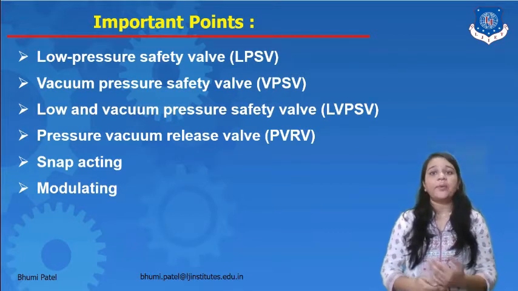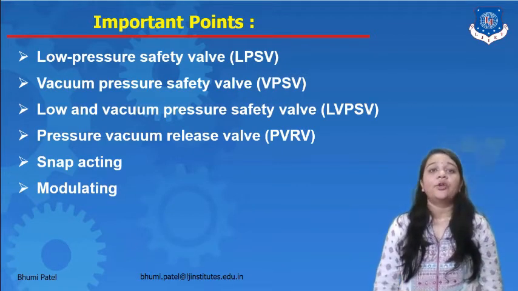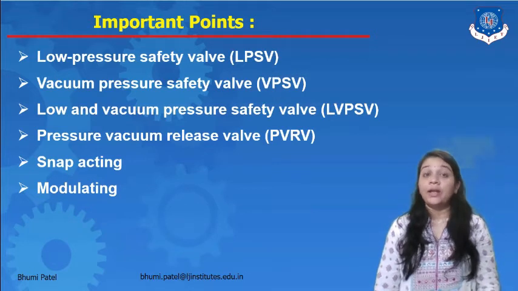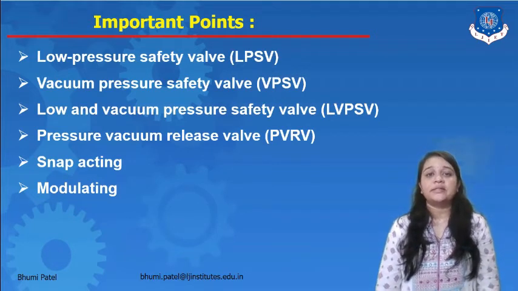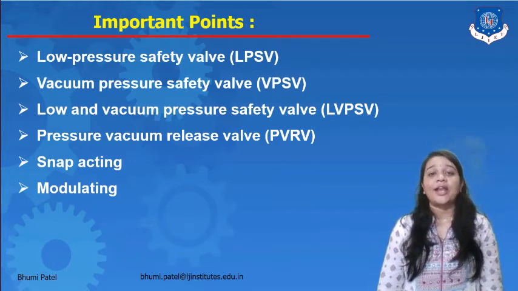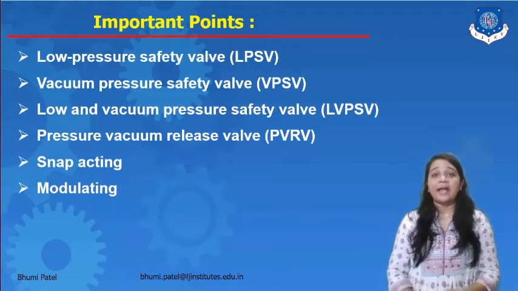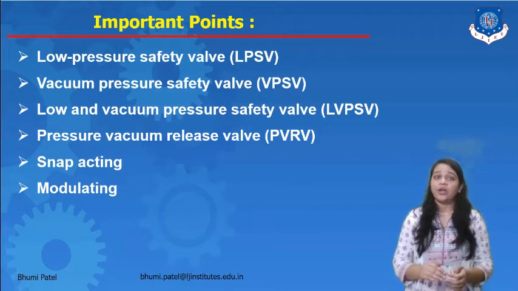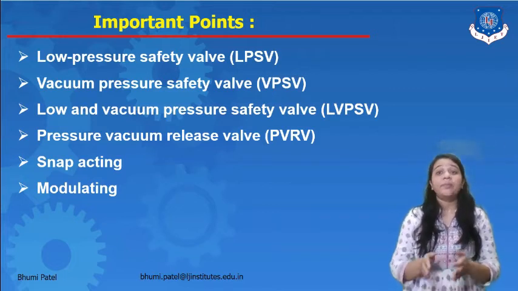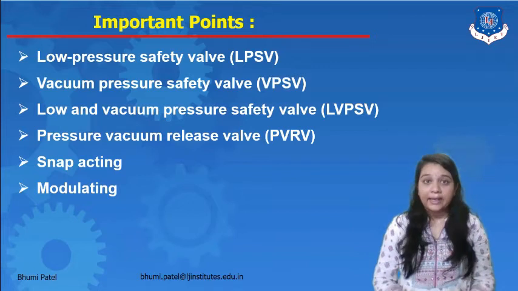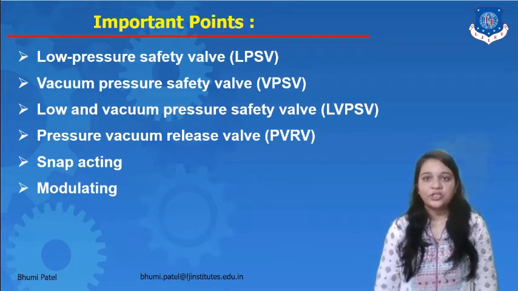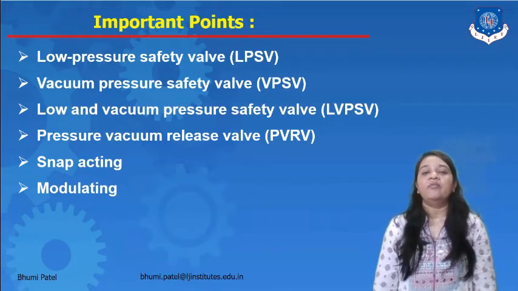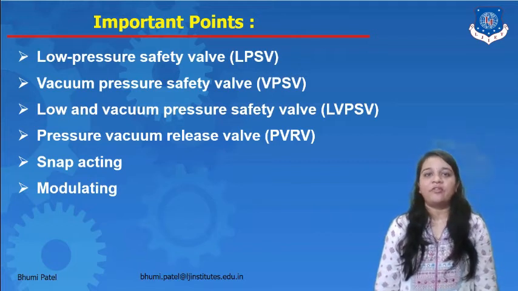So the relieving pressure is small and near the atmospheric pressure. It is called a low pressure safety valve. Now, where the vacuum pressure safety valve is connected, it is an automatic system that relieves by the static pressure of a gas. Now the relieving pressure is small, negative and near the atmospheric pressure. That time we can use a vacuum pressure safety valve.